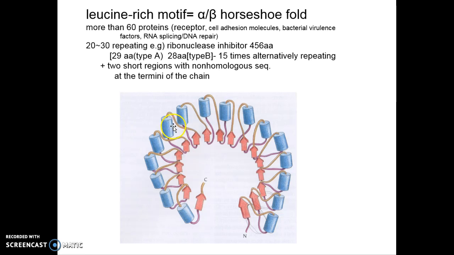The third group in this class will be the Leucine-rich motif. More than 60 proteins have been found containing this type of motif, such as receptor, cell adhesion molecules, RNA splicing, and DNA repair proteins.